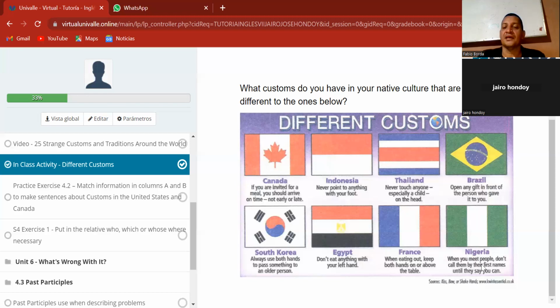In Nigeria, when you meet people, don't call them by their first name until they say you can. Some people don't like being called by their first name.